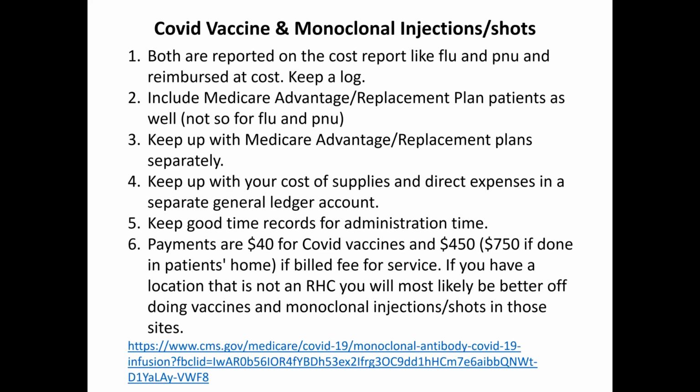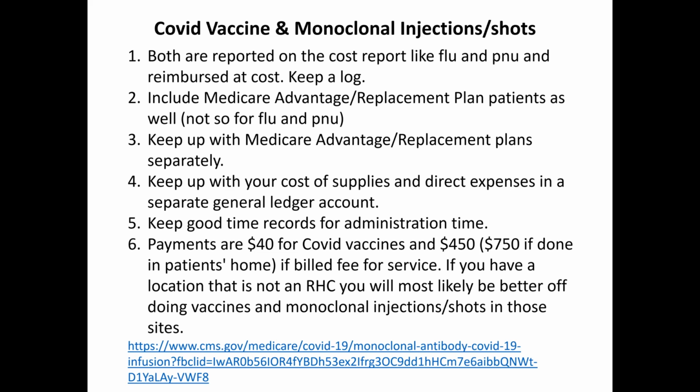So maybe you are using one of the waivers and set up some space outside your rural health clinic, and you set up 3 or 4 exam rooms just to do monoclonal infusions. You could do that, and you could put that on your cost report due to the waiver on location during this public health emergency. So we just wanted to give you some of the options related to this.